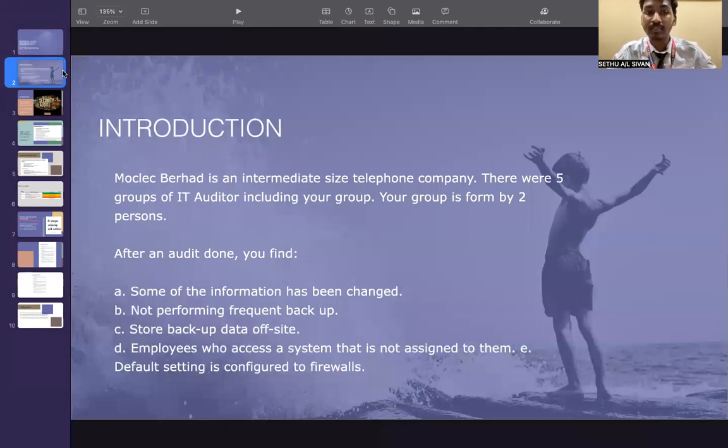So Moklek Berhad is an international-sized telephone company. There were 5 groups of IT auditors, including my group. My group consists of 2 persons. After an audit is done, we find that some information has been changed, frequent backups are not performed, backup data is stored off-site, and employees access systems that are not assigned to them. For example, the default setting is configured on the firewall.